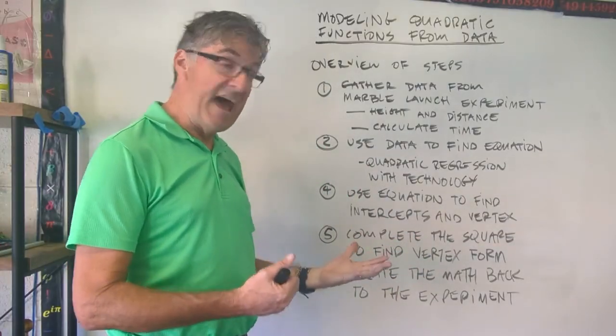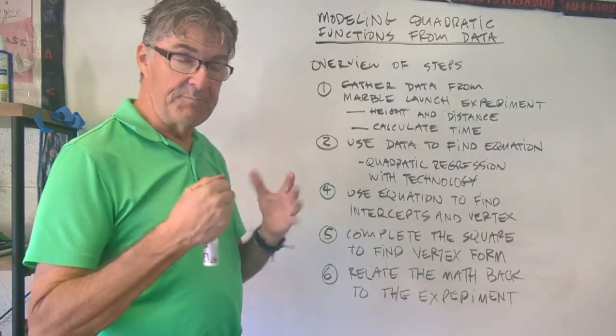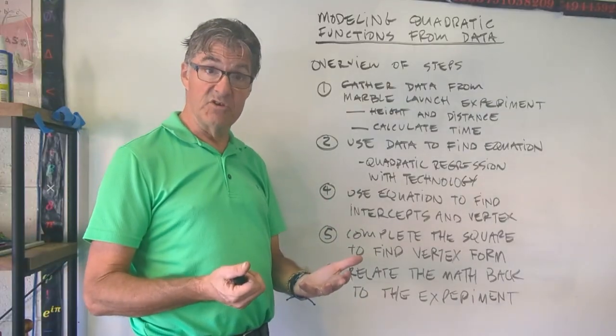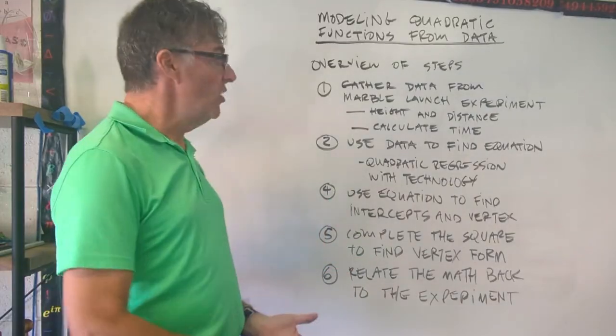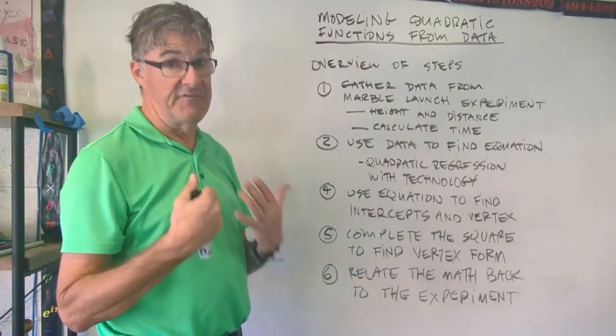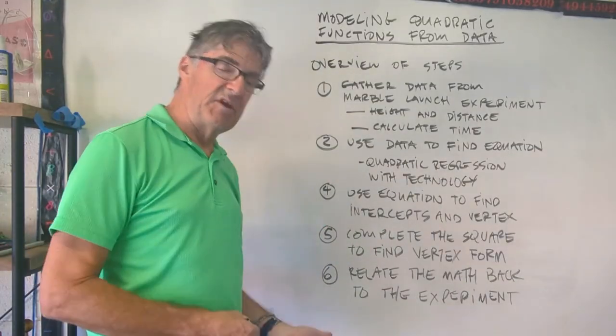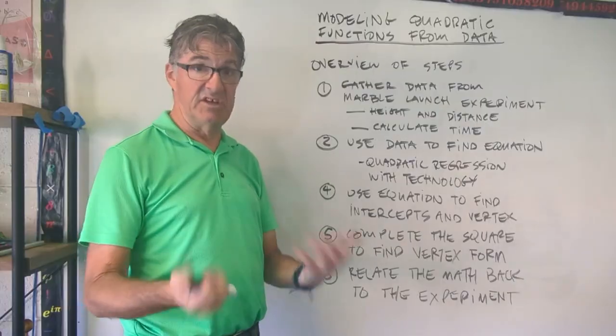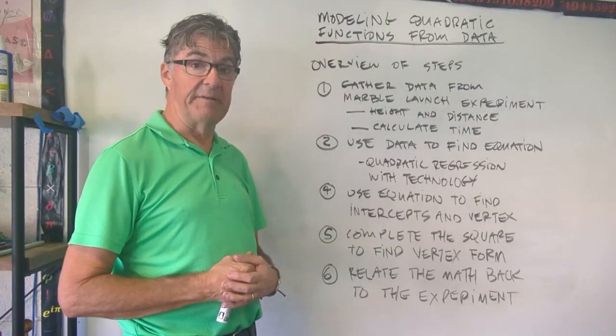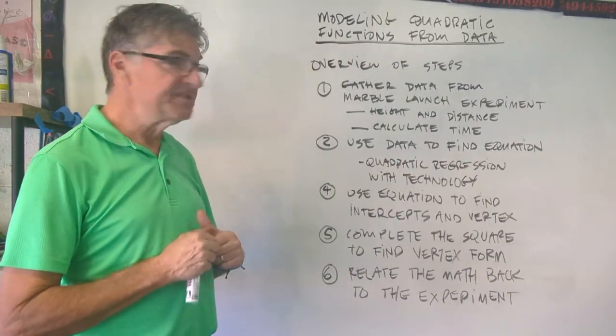We videoed that launch so we could play it back in slow motion, and then we played that video and we harvested data out of that. And so then that data got used to generate a model that turned out to be quadratic, and it turned out to tell us a whole lot of things about our experiment. Okay, so let's go through the steps.